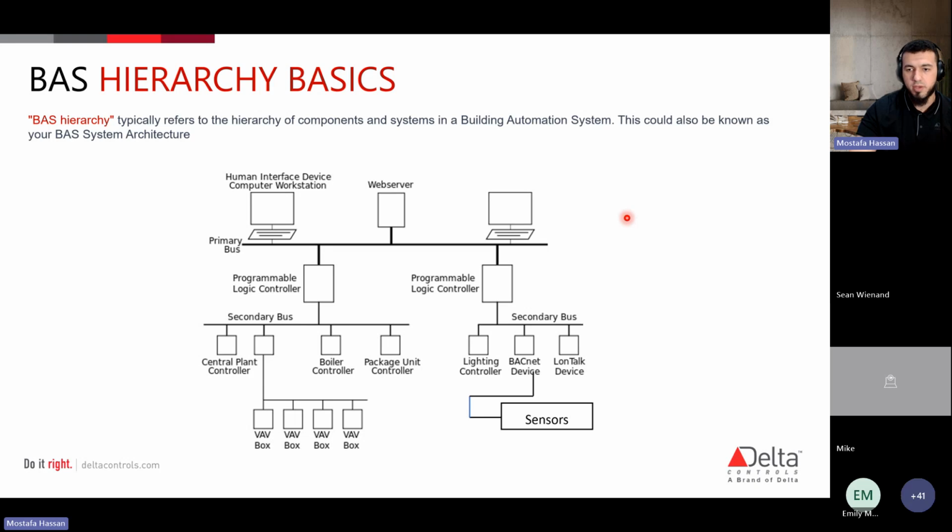In a larger system, you may have an enterprise level that can connect multiple sites to view centralized data across all buildings. You can also include cloud computing on this level. Modern building automation system implementations will integrate cloud services for advanced analytics, remote monitoring, and scalability.